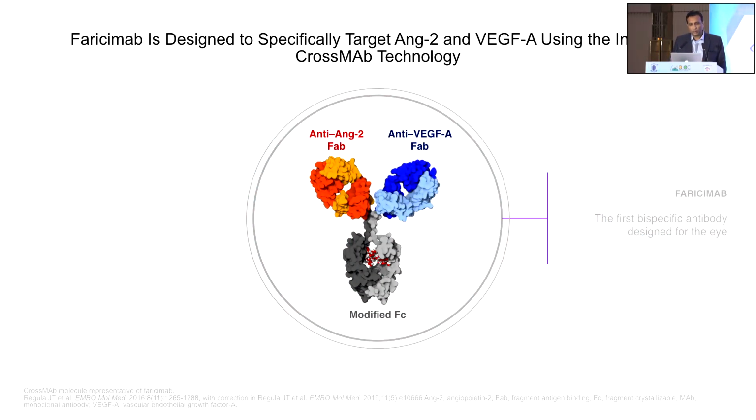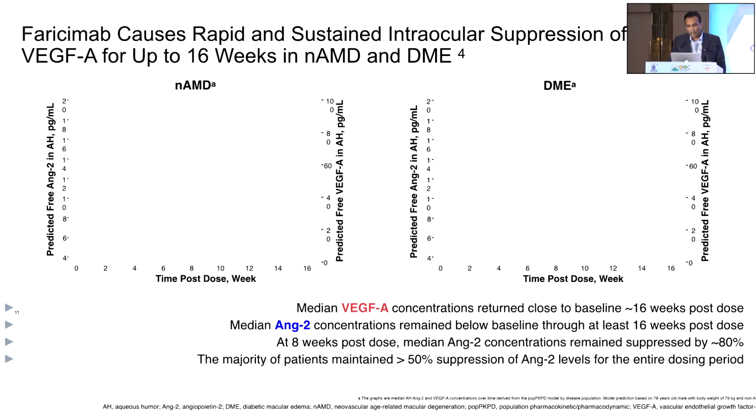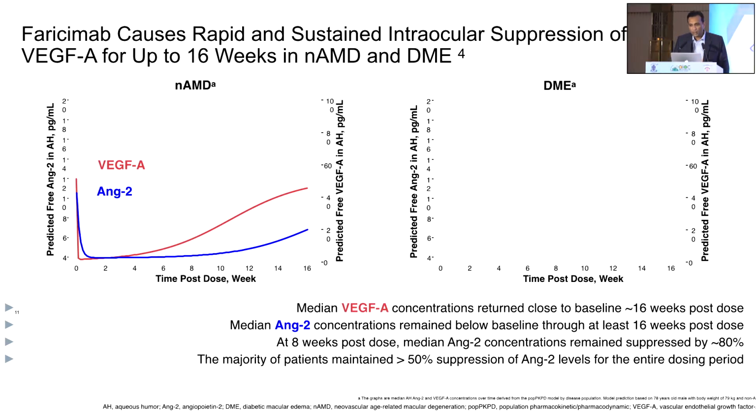So Vabysmo was launched in India this year, in January, and this is the first bispecific molecule to target Ang2 and VEGF using their innovative patented CrossMab technology. And it has been seen that both Ang2 and VEGF concentrations return close to baseline at 16 weeks post-dose. And the most important thing is that at 8 weeks post-dose, you can see there's almost a suppression of 80% of Ang2 concentrations in Vabysmo.